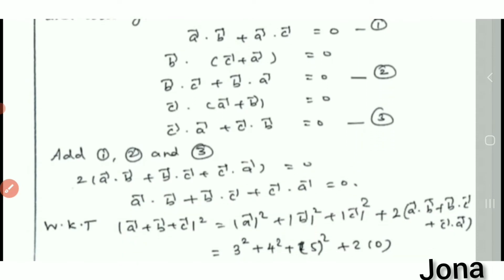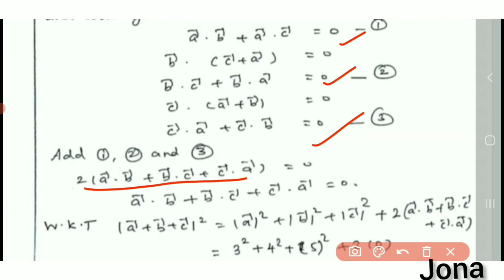And add these three things. So A dot B plus A dot C, and B dot C plus B dot A, and C dot A plus C dot B. If you add everything, we will get 2 times that equal to 0. Then take this 2 to the other side, it will also become 0. Okay, so we can say this value is equal to 0.